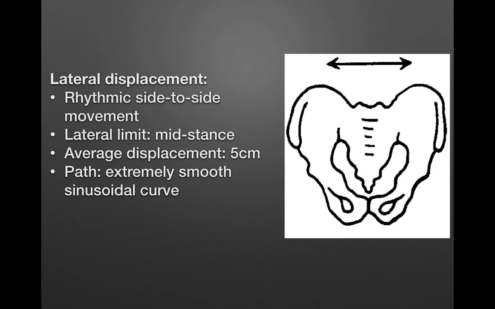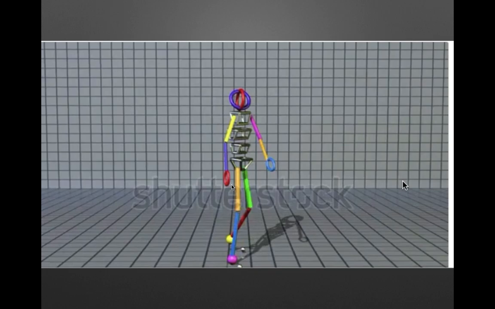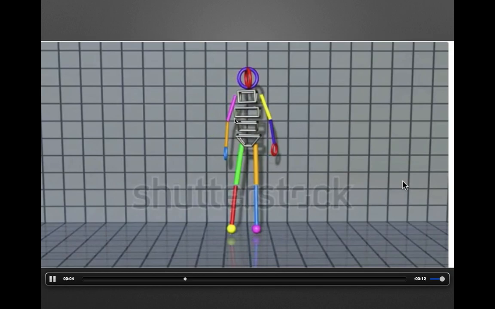Now the lateral displacement. When we walk, there is a rhythmic side to side motion of the pelvis. Now look at this. This is the pelvis, this is your lumbar, this is your thorax, this is your cervical, this is your head, these are your arms and these are the legs. Just look carefully at the orientation of these components during walking. See how the pelvis is rotating laterally. The spine is straight, but the pelvis is rotating laterally. See.